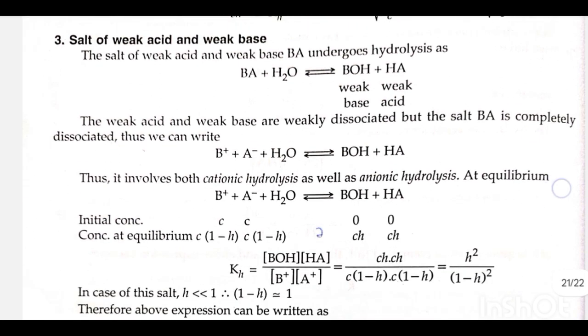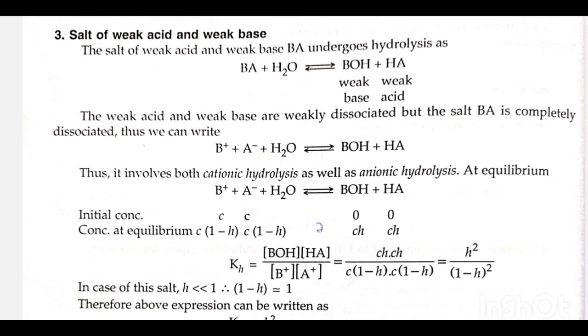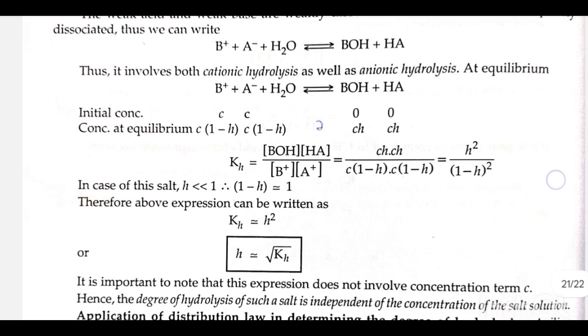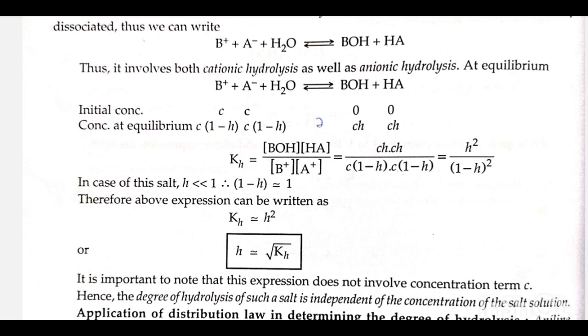Salt of weak acid, weak base. The salt of weak acid and weak base BA undergoes hydrolysis. BA + H2O ⇌ weak base + weak acid. Weak acid and weak base are weakly dissociated, but the salt BA is completely dissociated. It involves both cationic hydrolysis as well as anionic hydrolysis at equilibrium.